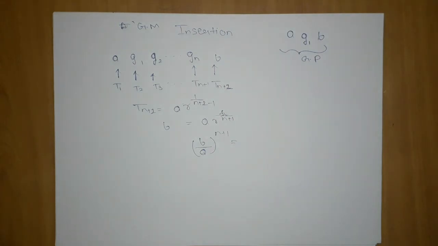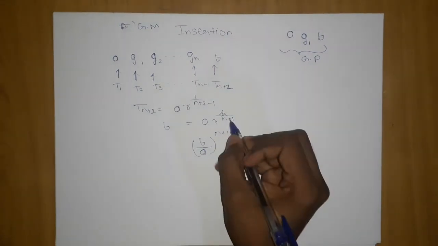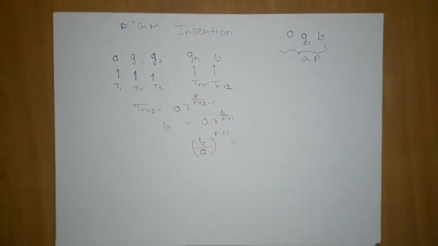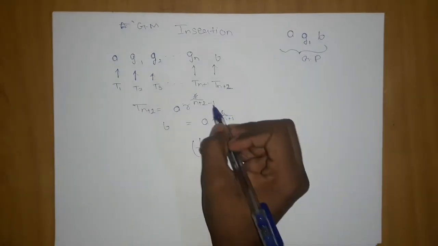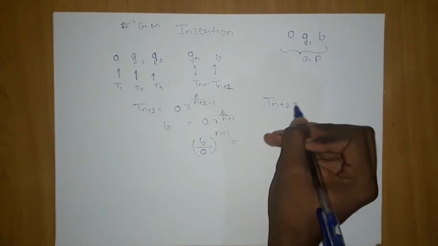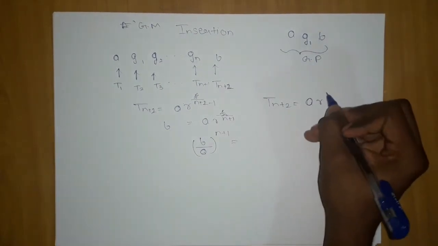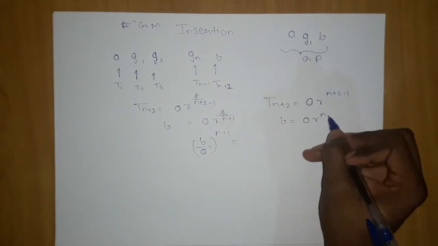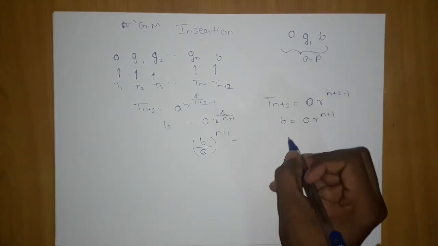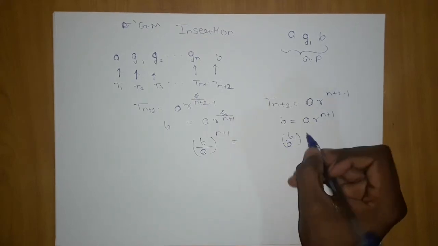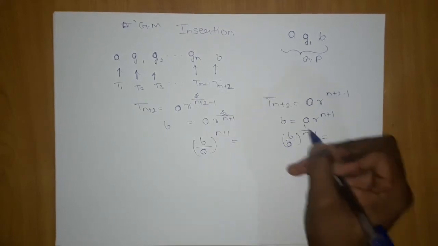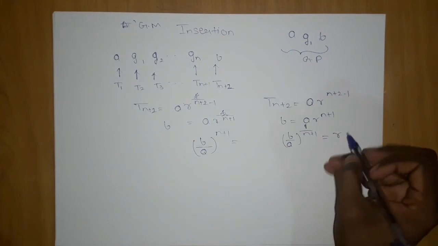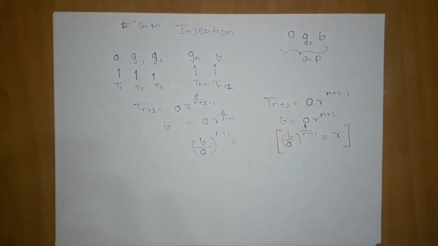Why am I using 1 upon n plus 1? Because this is nothing but n plus 2 minus 1, since it is the (n+2)th term I want to find. This is a r to the power n plus 2 minus 1, and this is b, so a r to the power n plus 1 equals b. We get b by a is equal to r to the power n plus 1, and so r is (b/a) to the power 1 upon n plus 1. So we got our r.